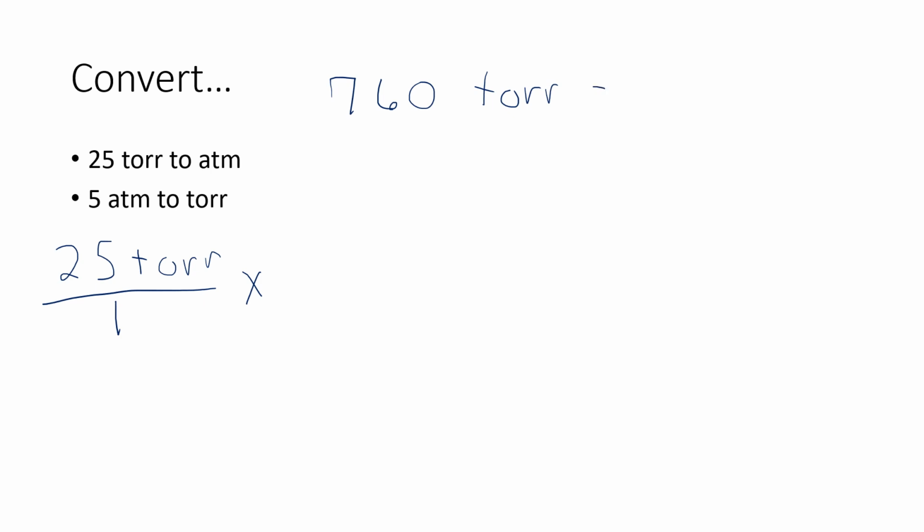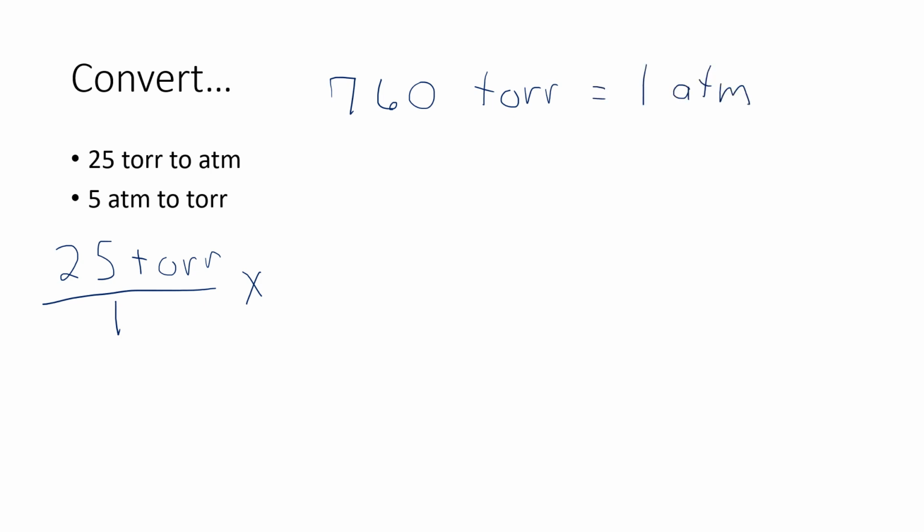To convert some of our pressure units, for this first one, we need to convert 25 torr to millimeters of mercury. So you can start by taking the number that you were given to convert, 25 torr, and placing that over 1. And then we know that there are 760 torr for every 1 atmosphere. So there's our conversion factor.